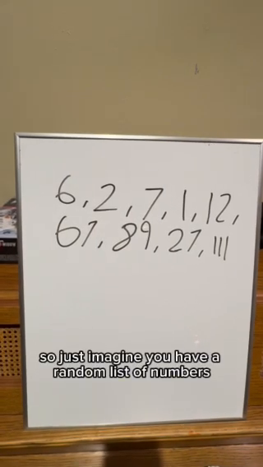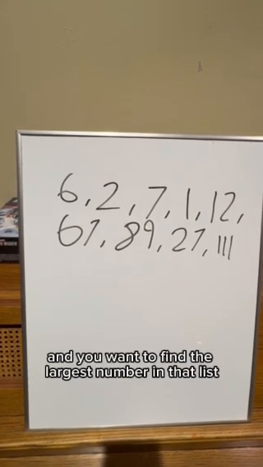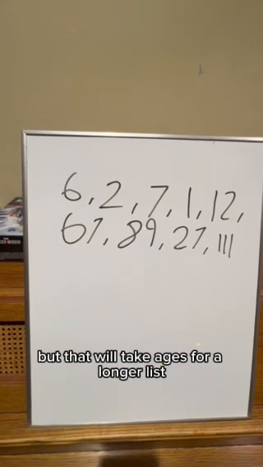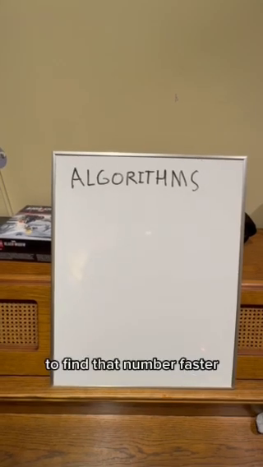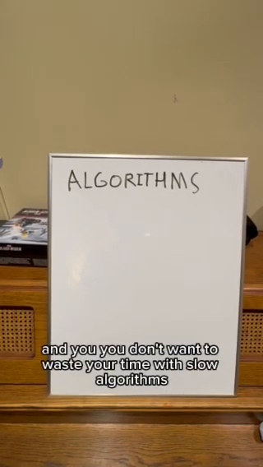So just imagine you have a random list of numbers completely out of order, and you want to find the largest number in that list. Sure, you could go through them one by one, but that will take ages for a longer list. What you could use is something called an algorithm to find that number faster. But what if that algorithm is too slow, and you don't want to waste your time with slow algorithms?